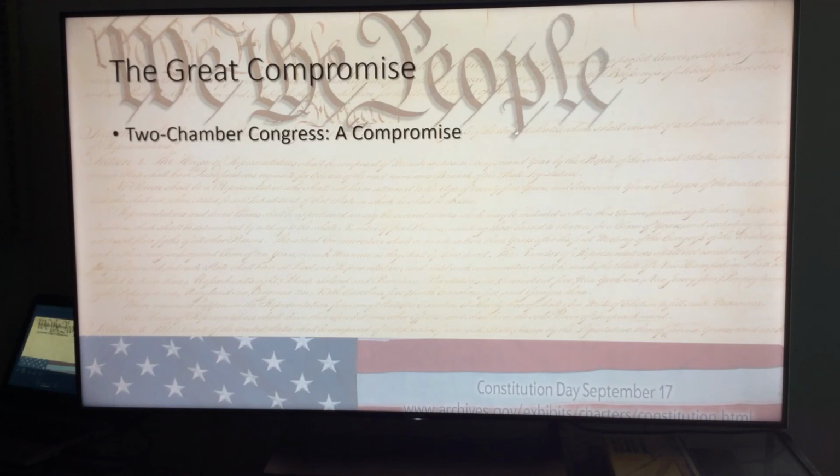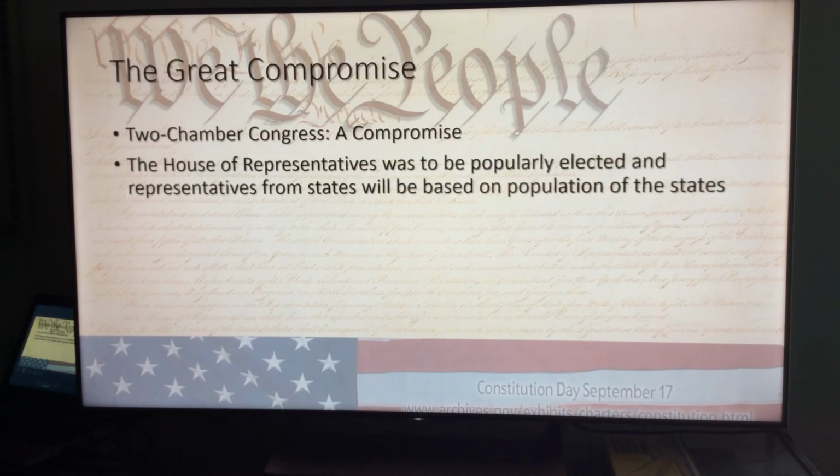We have a 2-chamber Congress, this is the compromise. We have the House of Representatives, to be voted in by the people and based on population from the states. So this makes Virginia happy. The bigger the population, the more representatives you're going to have. California has the most today, 53 representatives. The smallest is like Wyoming with 1.